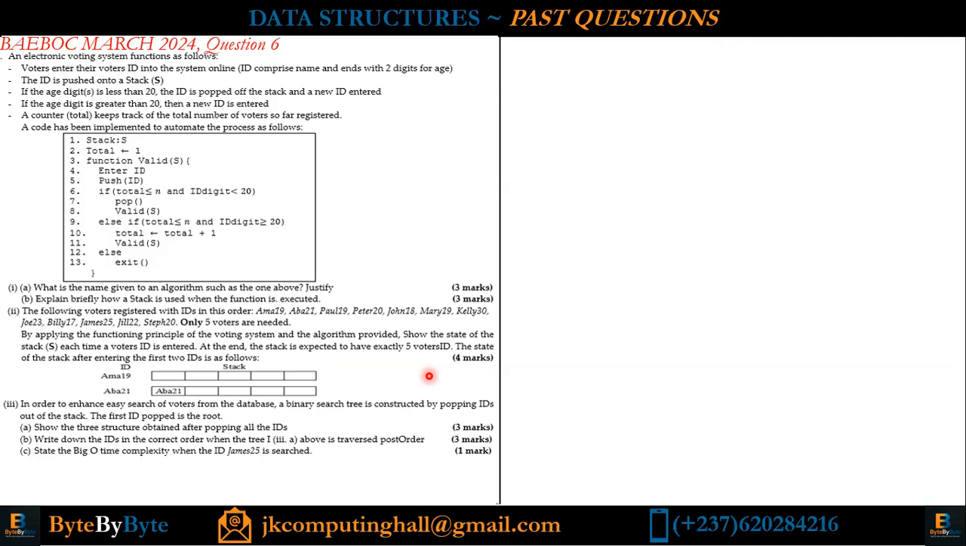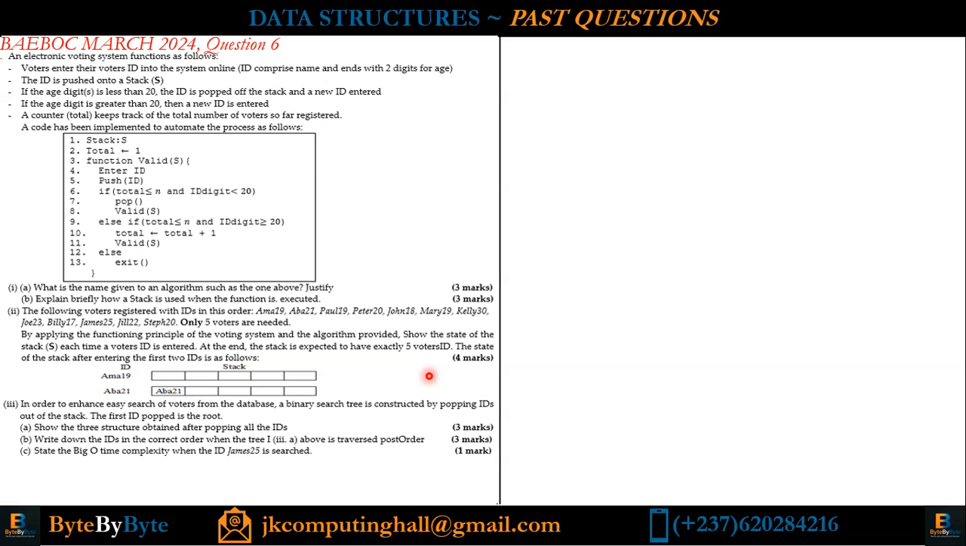It says an electronic voting system functions as follows. Voters can enter their voter ID into the system online. The ID is comprised of a name and ends with 2 digits for age. The ID is pushed onto a stack. If the age digit is less than 20, the ID is popped off the stack and a new ID is entered. If the age digit is greater than 20, then a new ID is entered.